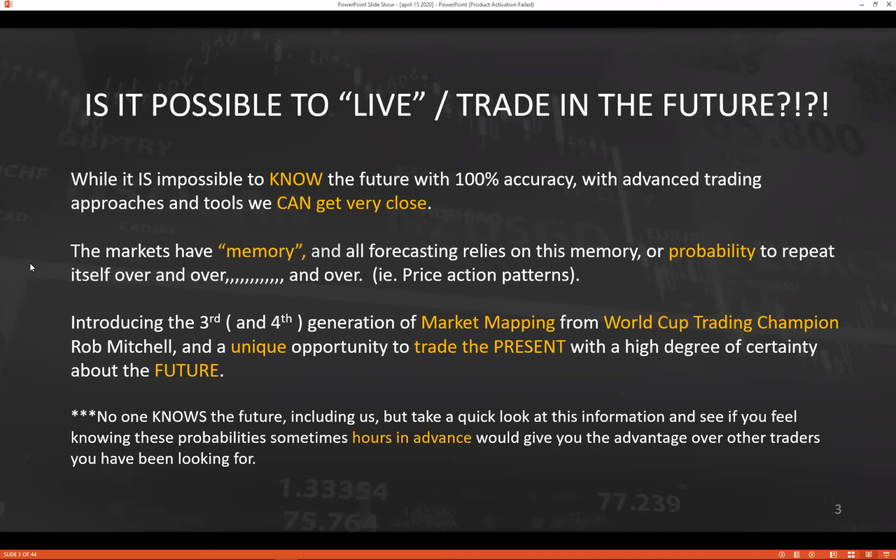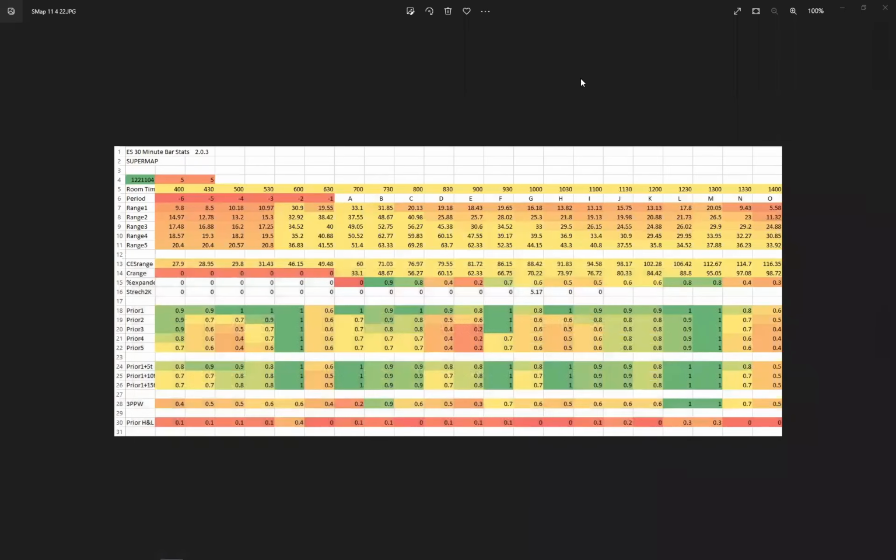Probability to repeat over and over. I'm going to show you the third generation. We have a fourth, and Rob's working on more soon to come. It's a unique opportunity to trade now with a high degree of certainty about the future. Most traders are trading in the past. They're using lagging indicators to trade bars that have already printed, and that's okay. That's what they have. You can't use what you don't have. No one knows the future for sure, especially us, but take a quick look at this and see if you feel like this might help you reach your goals.